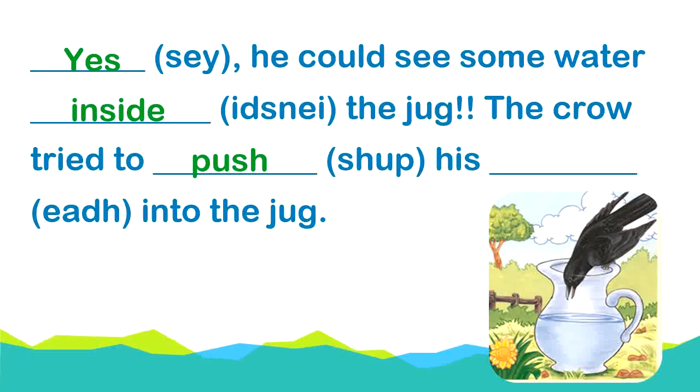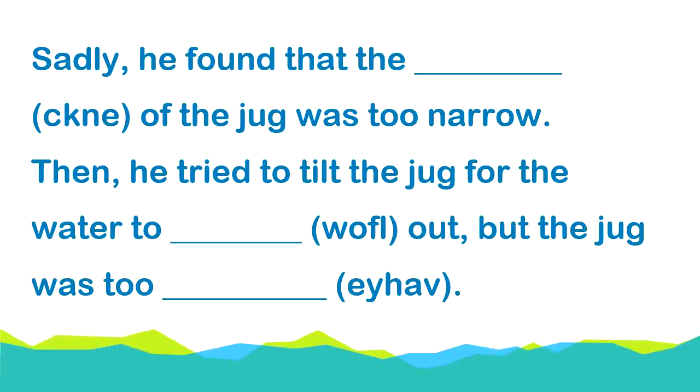Which part of the body do you think the crow was trying to put into the jug? Yes, his head. The crow tried to push his head into the jug. Sadly, he found that the dash of the jug was too narrow. Then he tried to tilt the jug for the water to dash out. But the jug was too dash.